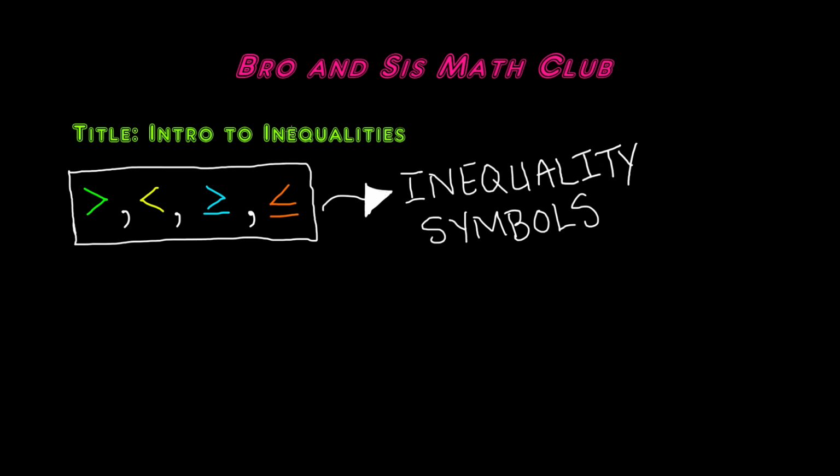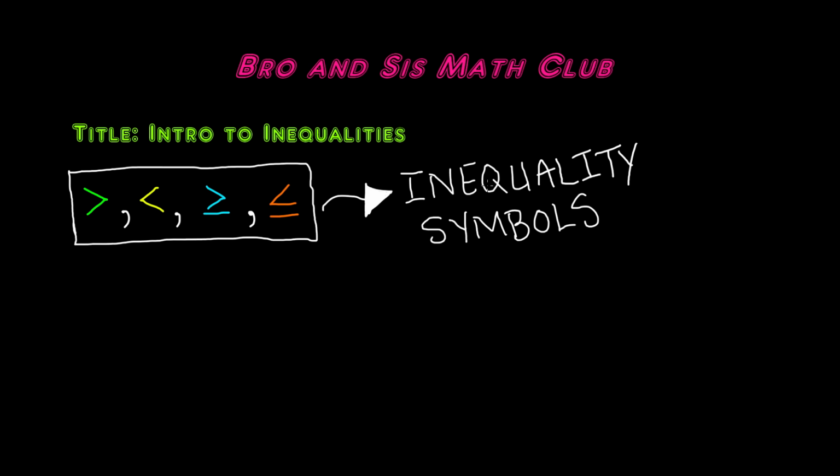So let's get started. An inequality is a mathematical sentence that uses an inequality symbol to compare the values of two expressions. So here we have the inequality symbols, which are greater than, less than, greater than or equal to, and less than or equal to. These four symbols are called the inequality symbols, and these are used when you write an inequality.